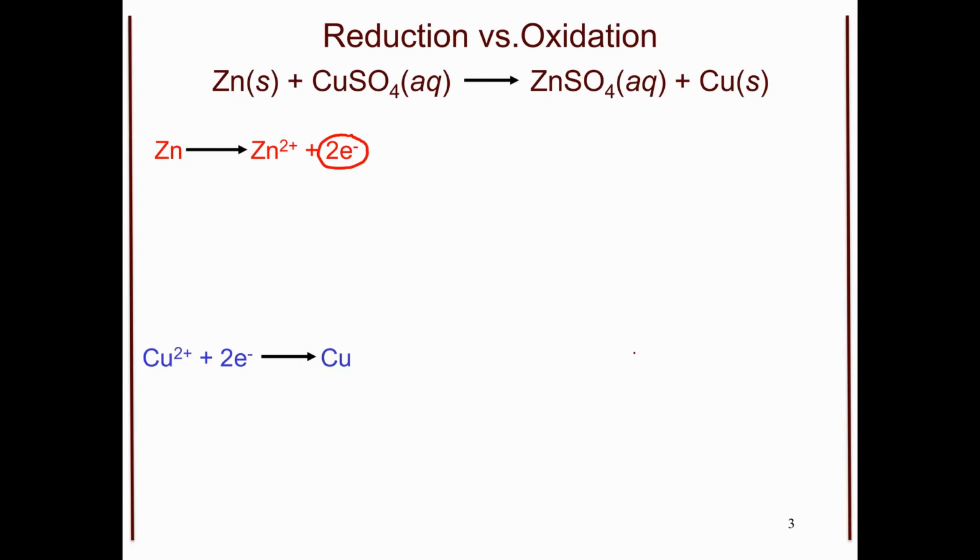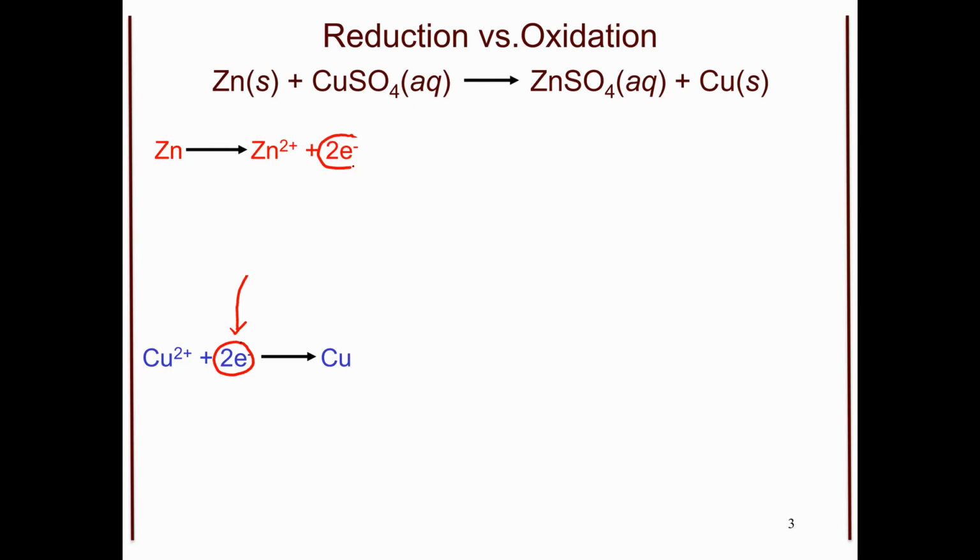So let's talk about the reduction side. Our copper is copper 2 plus in our copper sulfate, but over on the right side, it's in its elemental state, so it would be copper solid. This means that the 2 electrons that we are losing from our zinc are being donated to our copper. So while we have our oxidation, the bottom reaction is going to be our reduction.